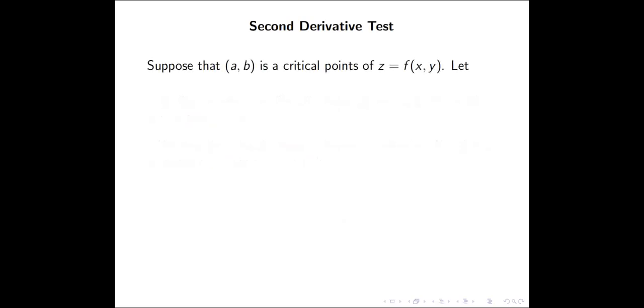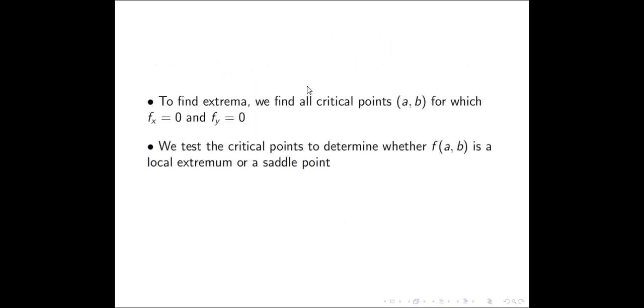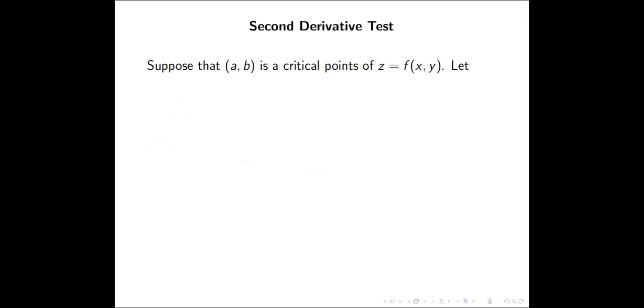So it goes as follows. Suppose that AB is a critical point, meaning the partial derivatives are both 0 at the point AB. So we call that point a critical point, just like in single variable calculus where the derivative is 0 or undefined, but we will not be including here where the partial derivatives are undefined. So again, suppose we have a critical point AB. How do we know if this critical point gives rise to an extremum or a saddle point?